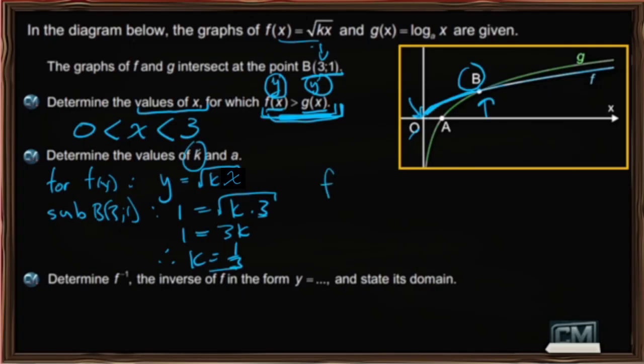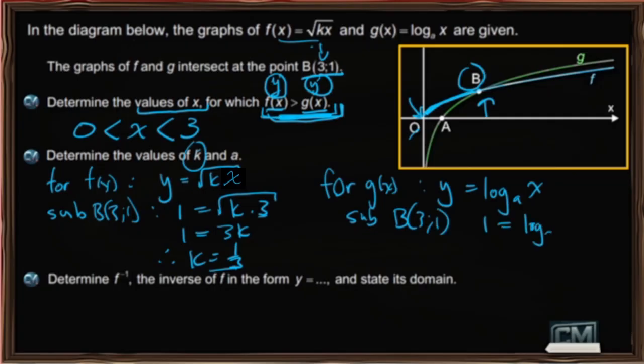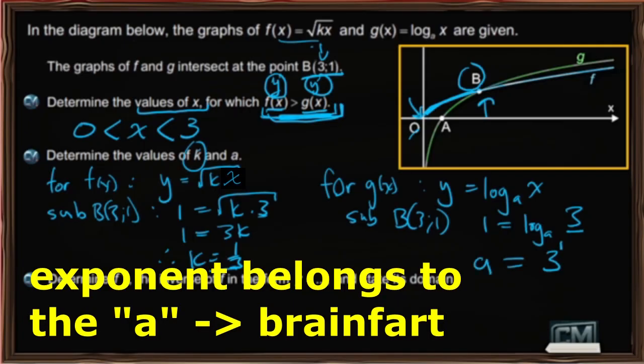And then for g of x, we'll have that y is equal to log base a of x. We'll sub in again B, having coordinates (3, 1). That gives us 1 is equal to log base a of 3. Now remember, the answer to a log is an exponent, so our exponent is 1. Our base remains, the base is 3, and that gives a is equal to 3.